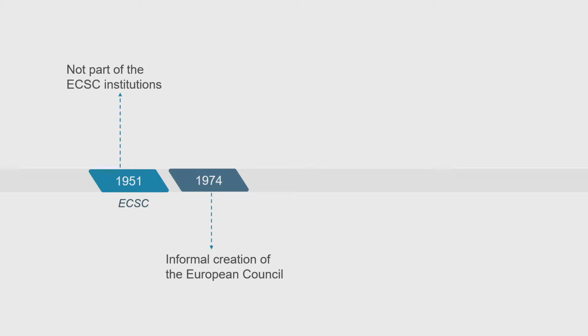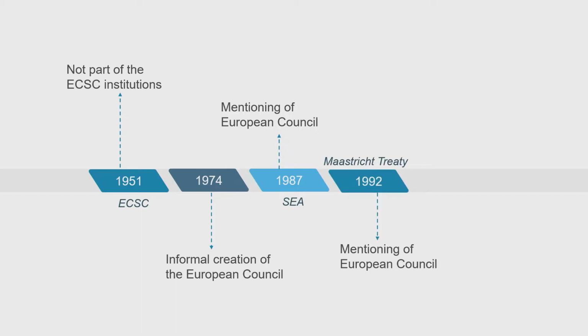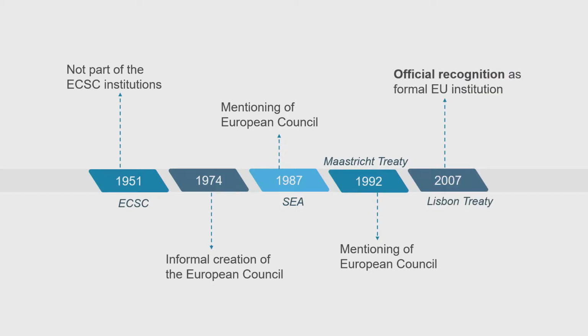However, the European Council existed only informally. Only the Single European Act, which entered into force in 1987, vaguely recognized the European Council by mentioning it. And the Maastricht Treaty, which entered into force in 1993, contained the provision that the European Council was to define general political guidelines. It was then only the 2007 Lisbon Treaty that officially recognized the European Council as a full-fledged EU institution.